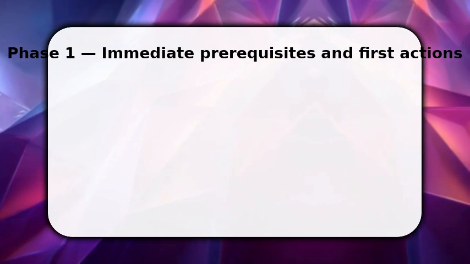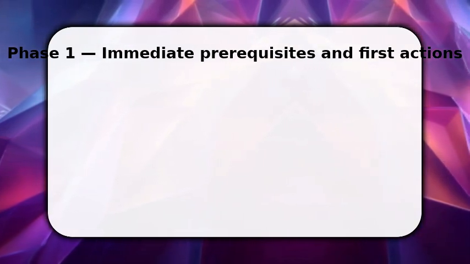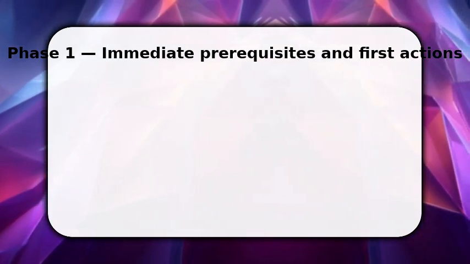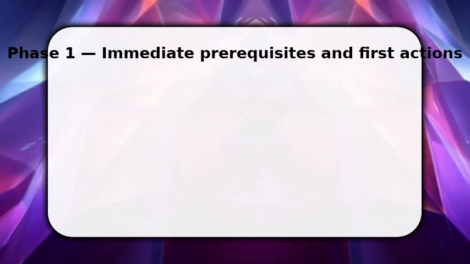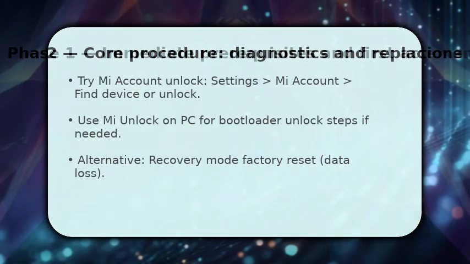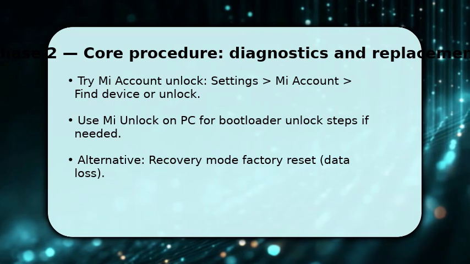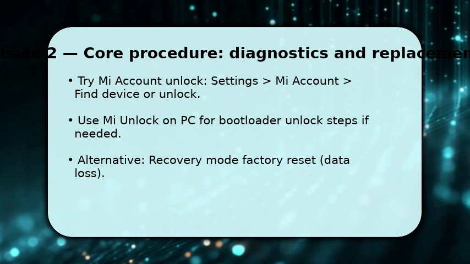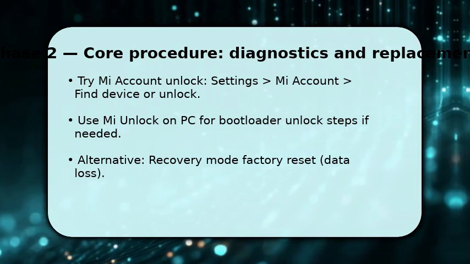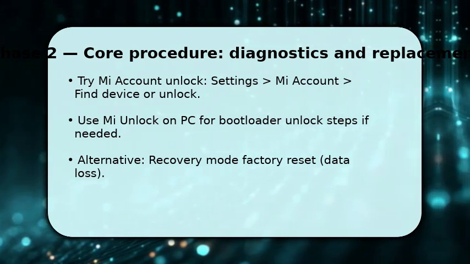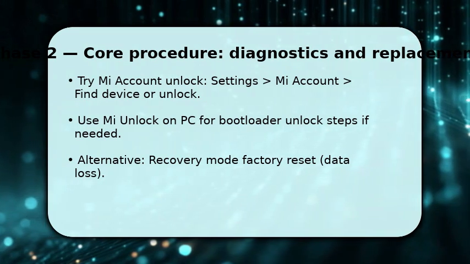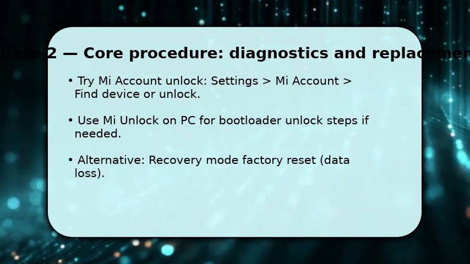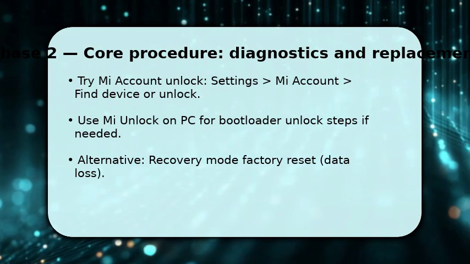Now, enable developer options and USB debugging if you plan to use the Mi Unlock tool or ADB, so the phone will accept commands. You choose a method. First, attempt Mi Account Unlock through Settings or the Find Device function. It's the safest way. If that fails, use the Mi Unlock tool on a PC to unlock the bootloader. Follow prompts precisely, wait the required unlock period, and avoid interrupting the process.